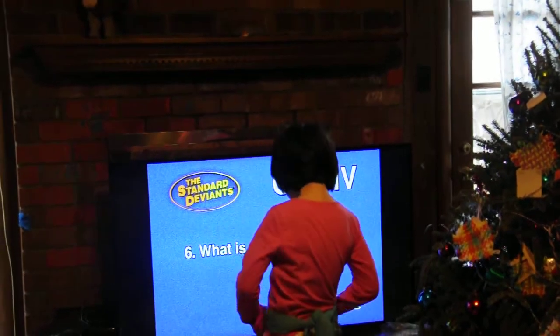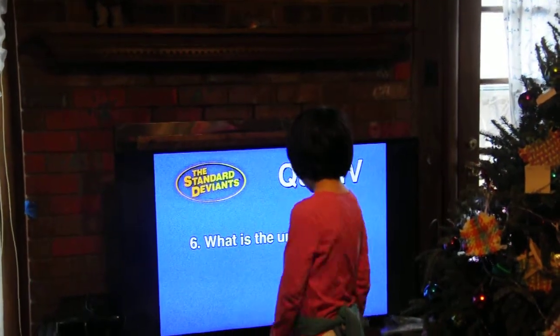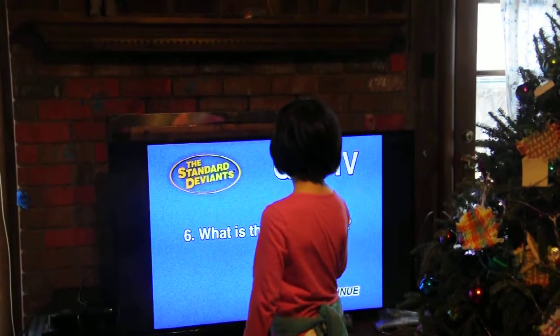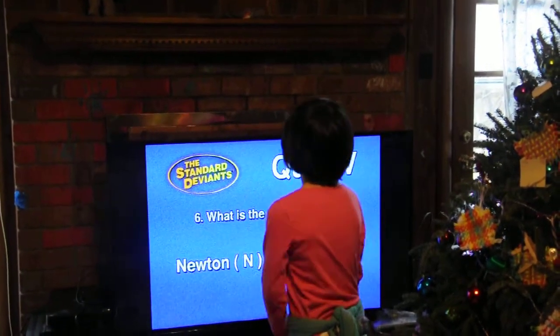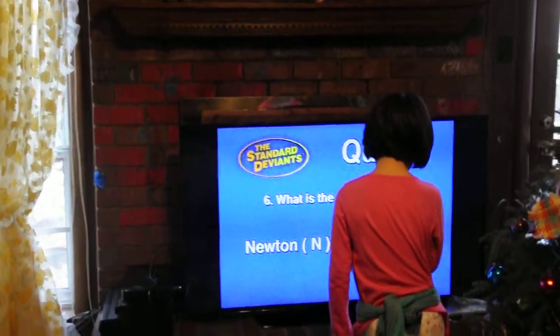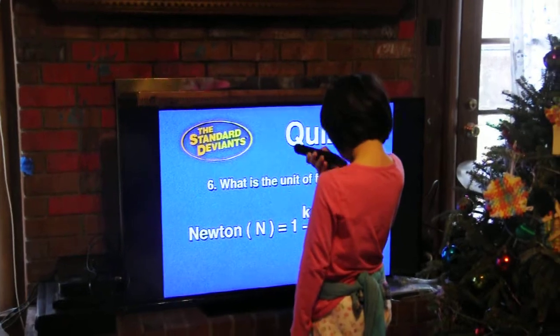Number 6. What is the unit of force? A unit of force is called a Newton. The unit of force is the Newton, which equals 1 kilogram meter over seconds squared.